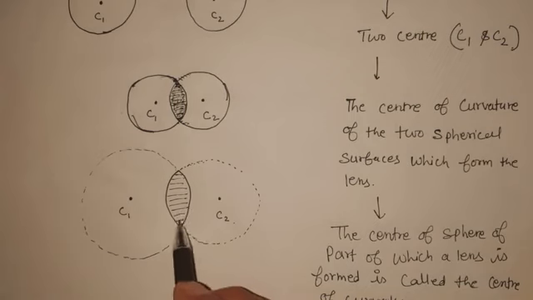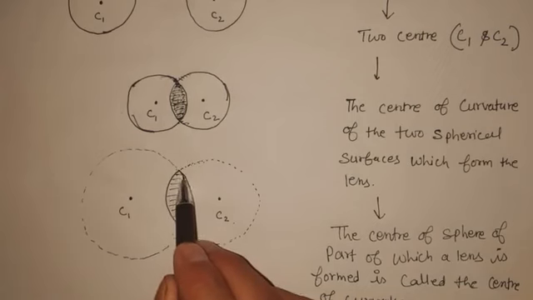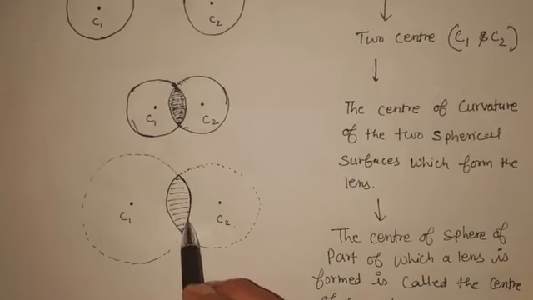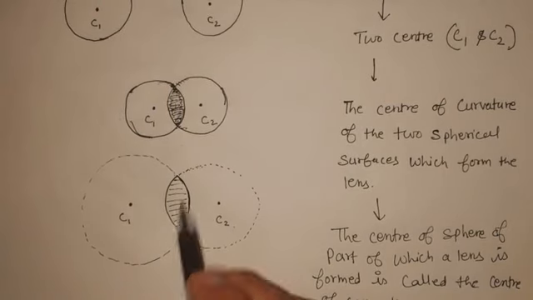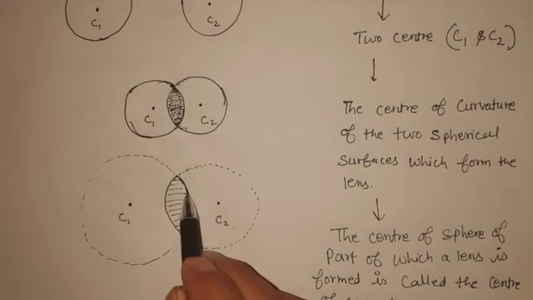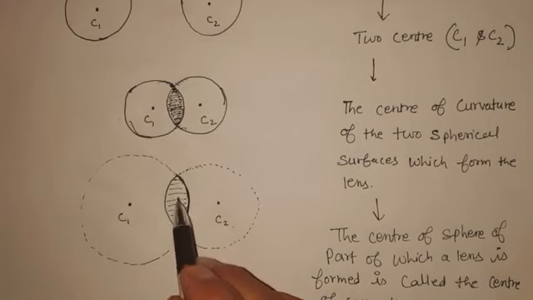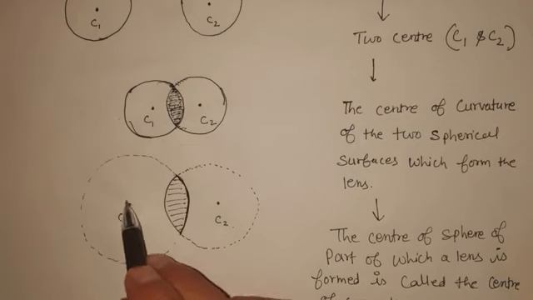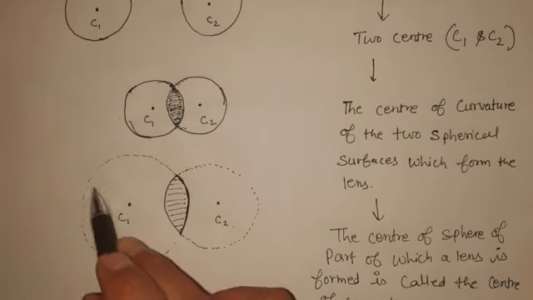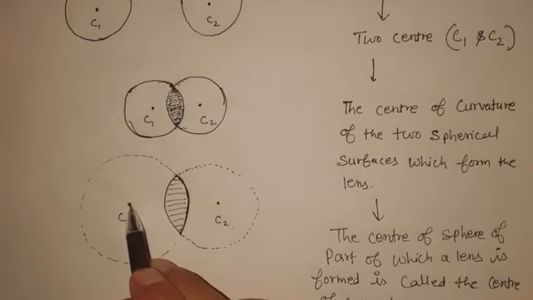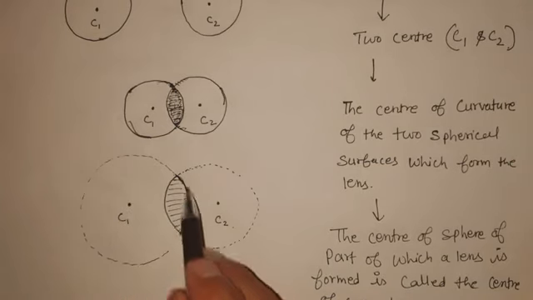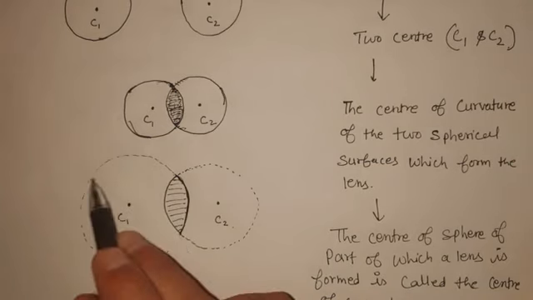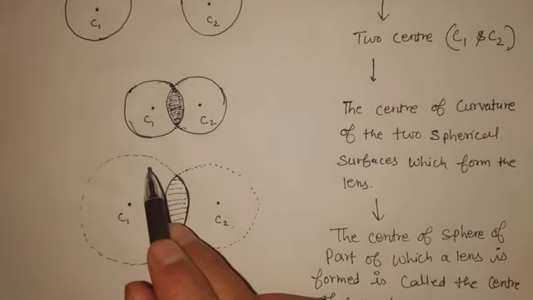Now you will find this is a part of the first spherical glass. We are going to call this the curved part. What is this? It is curvature, and this is the center of this curvature. What is C1? It is the center of curvature. And what is curvature? It is the part of this spherical surface.